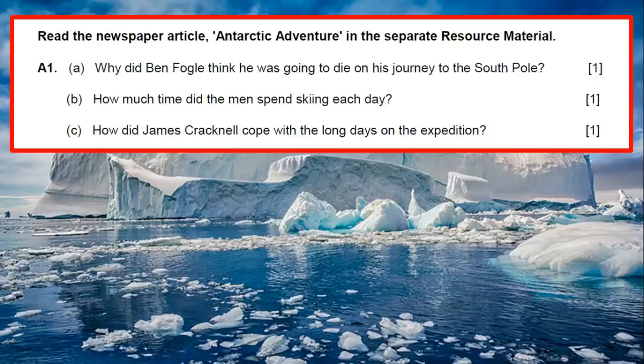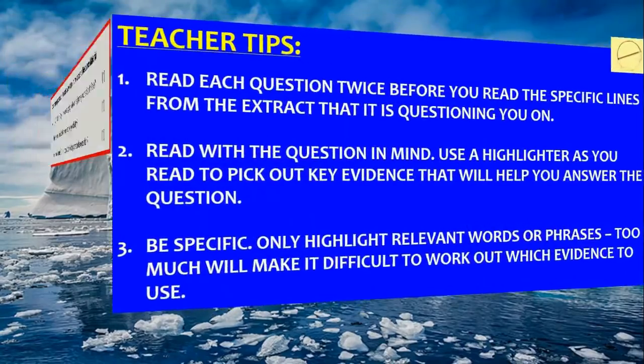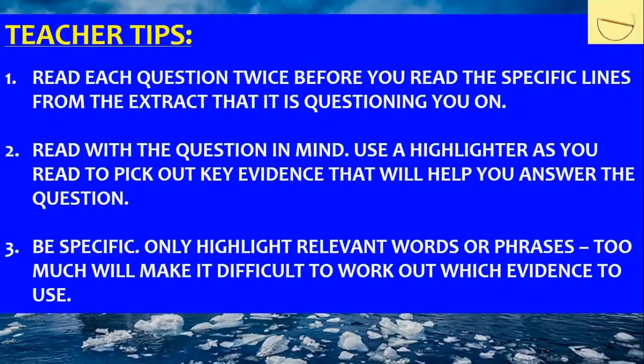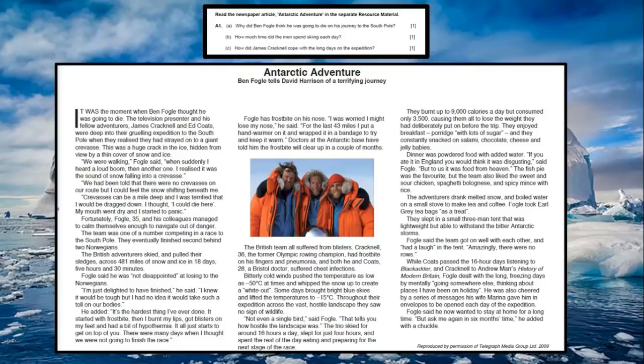So tip is highlight the keywords and try and find them in the text. So maybe you could highlight in A, you could highlight die. In B, highlight skiing. In C, highlight James Cracknell. So remember the teacher tips, read each question twice, highlight key information, but only highlight information you need. So there's the answer, so pause if you want to read it yourself.